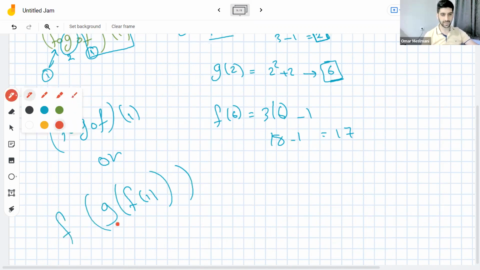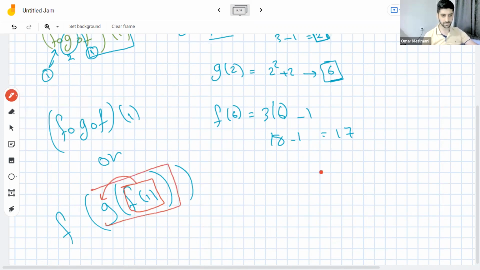You see, I'm going to start with the first one inside, find the answer and put it outside, find the answer and put it outside. That's what we call the composite of functions.